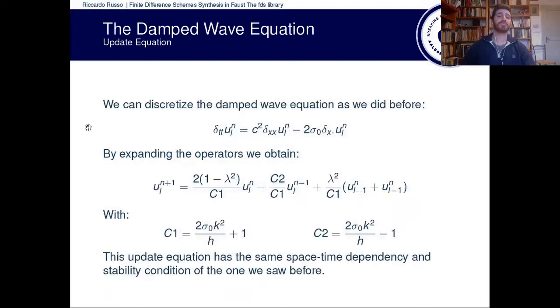We can go on and discretize the damped wave equation as we did before for the 1D wave equation. We apply the difference operators, and we can then expand them. Now we will skip some math here, but you're very welcome to try and see if you obtain the same result. This is what we obtained, and this is the update relation for the damped wave equation. This update equation has the same space-time dependency and stability condition as the one we saw before, but as we will see, it sounds a bit better.